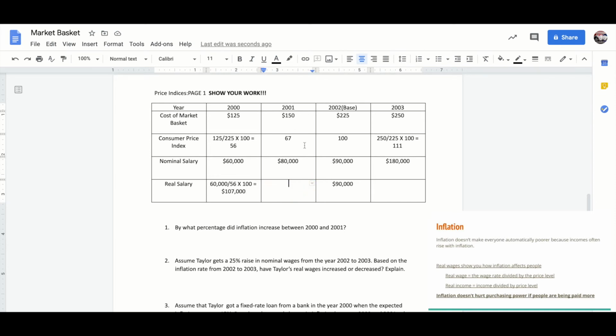Let's do it again for 2001. So we had our nominal salary, 80,000, divided by our price level, which is 67, times 100, and that equals what?